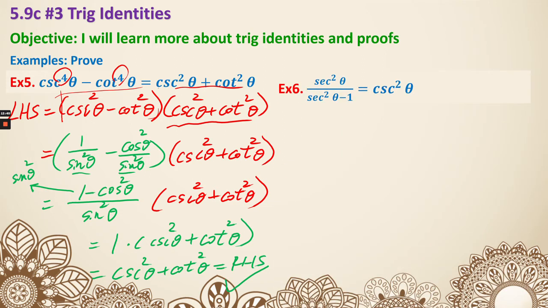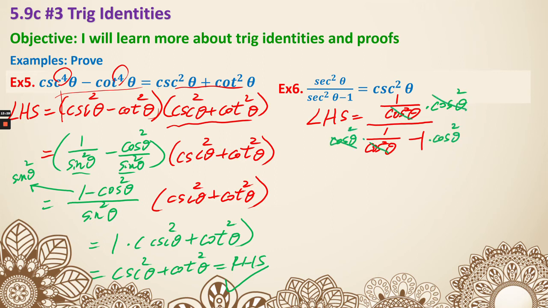Next, example 6. This one, we are going to rewrite everything using sine and cosine. So the left-hand side is going to be 1 over cosine squared. The bottom is going to be 1 over cosine squared minus 1. Here's the thing. For these secant and tangent and cotangent problems, in the future, you are going to learn a bit more about Pythagorean identities. There are easier ways to work with them. But for this year, we are just going to use these ones that we already have learned. So now I need to get rid of the denominator by multiplying everything by a cosine theta squared.